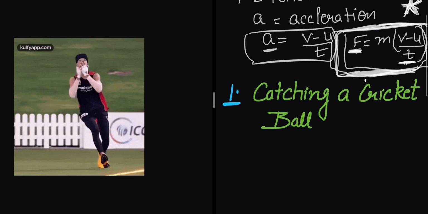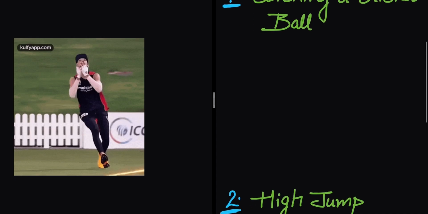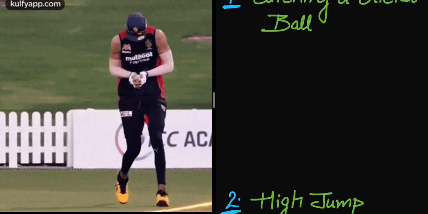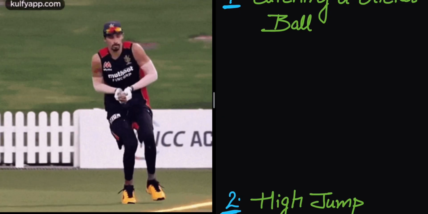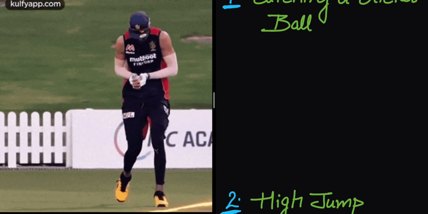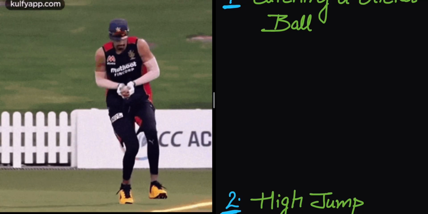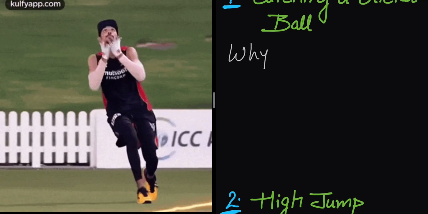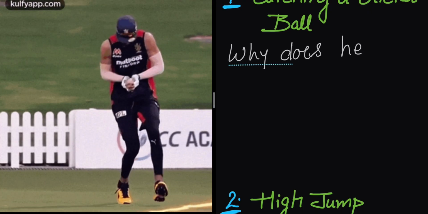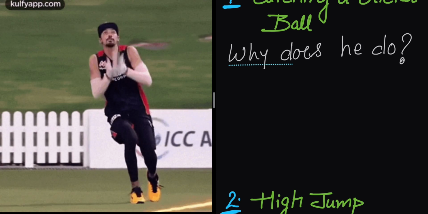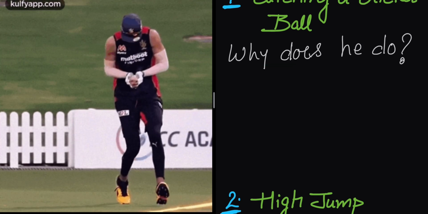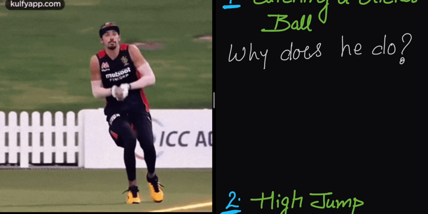So what is my first application, students? Catching a cricket ball. Look here in this video. While catching a cricket ball, the player pulls his hand backward to prevent injury. Now why does he do so? Why does the player pull his hand backward? This question they ask in exams. Why does the player pull his hand backward while catching a cricket ball?